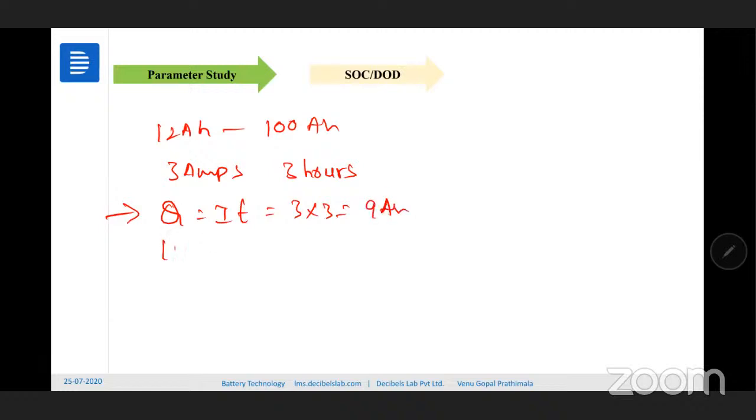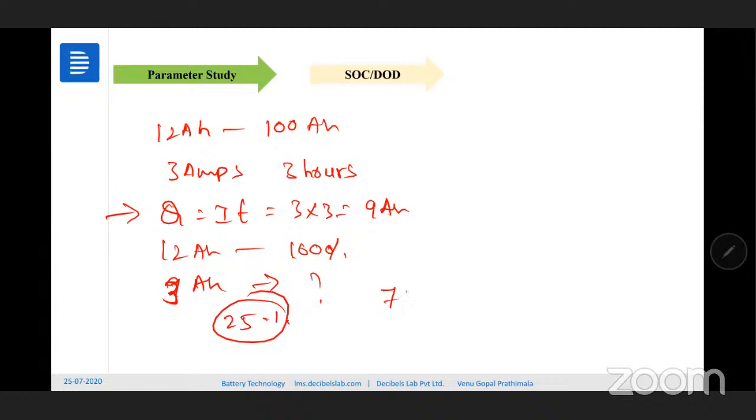12 amp hour corresponds to 100% SOC. Sorry, 9 amp hour has been discharged. So the amount of charge left inside the cell will be 12 minus 9, that is 3 amp hour, right? So 3 amp hour corresponds to how much? 3 into 100 by 12. It will be 25%, which means 75% of the energy has been discharged and we are left with 25% of the energy.